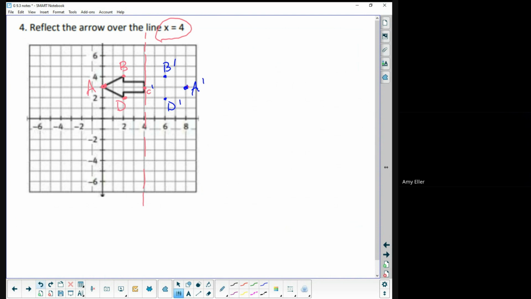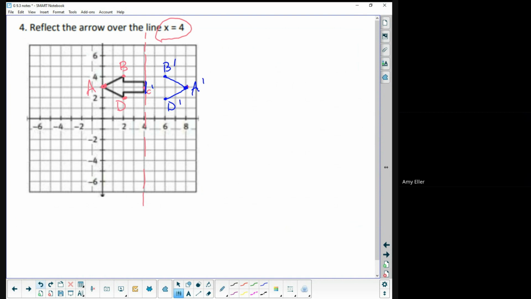Please don't do this. Your arrow did not just become a rhombus. We have to make it look like an arrow. So look at what you had. A was the pointed part. So make A the pointed part of the arrow. C was located at the base, so I'm going to kind of draw the base again.